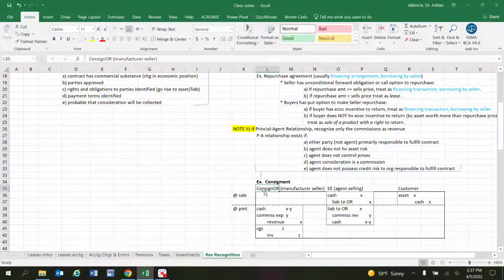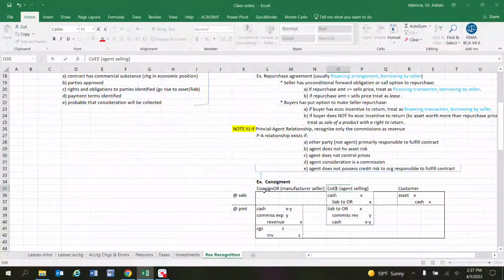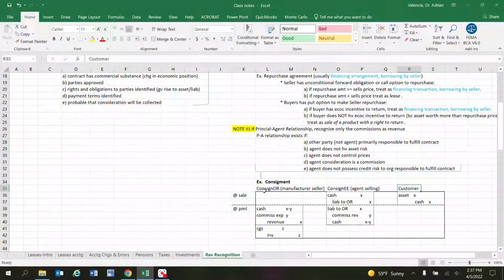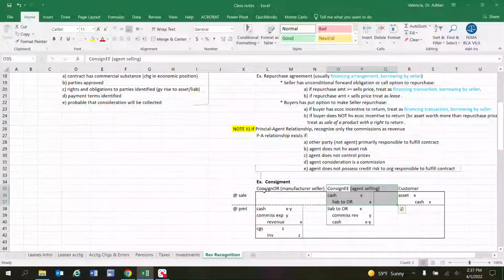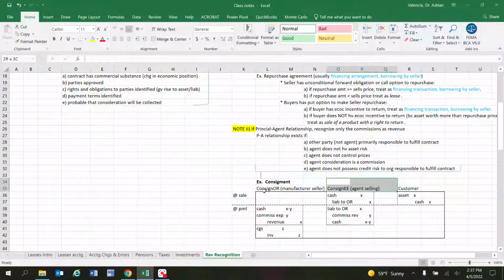And then the middle person would be the consignee. And then you have a third person, which is the customer, right? And the consignee is the person selling these goods or being the middle person in the process. Or in this case, a consignment store. Okay, they take goods from somebody to sell, and if they don't sell them, they give them back to that manufacturer or that person that wanted to sell them.